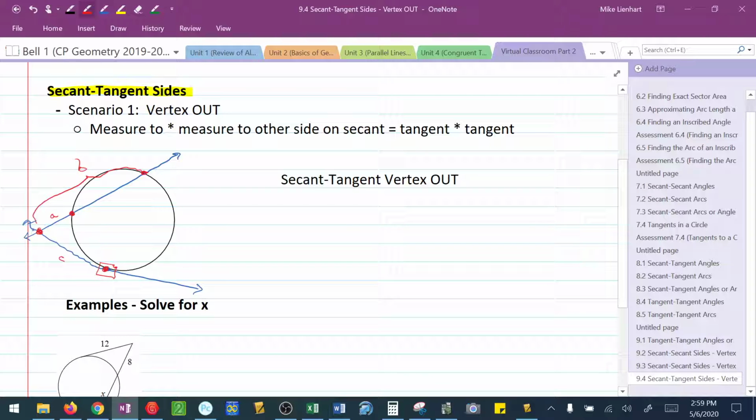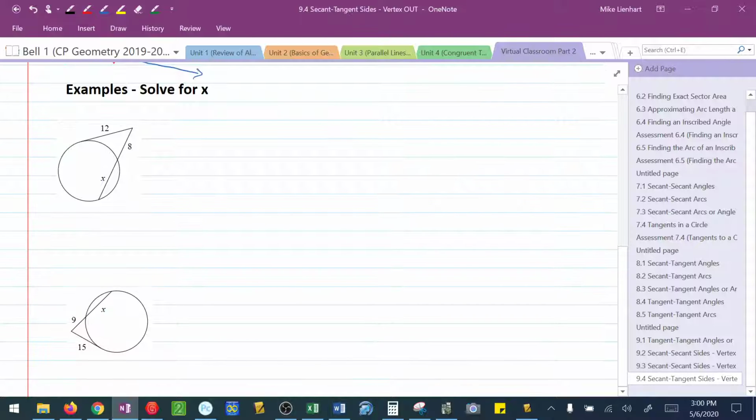So it's still the same idea. Measure to, measure to the other side, measure to, measure to the other side. All right? For the secant, A times B. For the tangent, C times itself. So let's take a look here at our first picture.